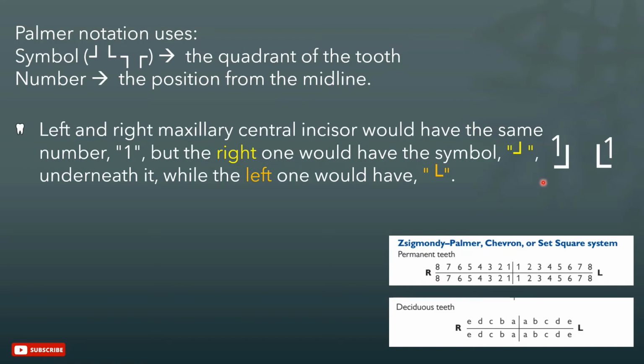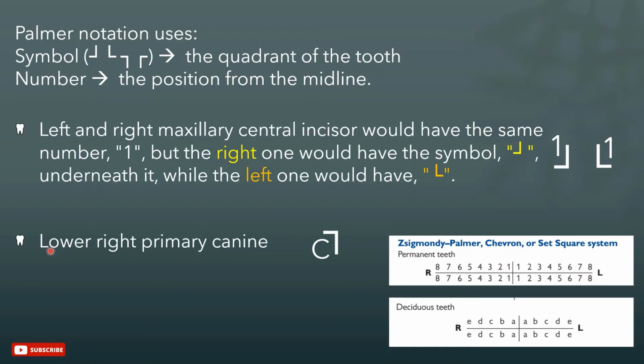So if we're talking about a right maxillary central incisor, we will use this symbol, upper right of the patient, and number 1. If we're talking about the left, then it will still be the upper, but left of the patient, and number 1.